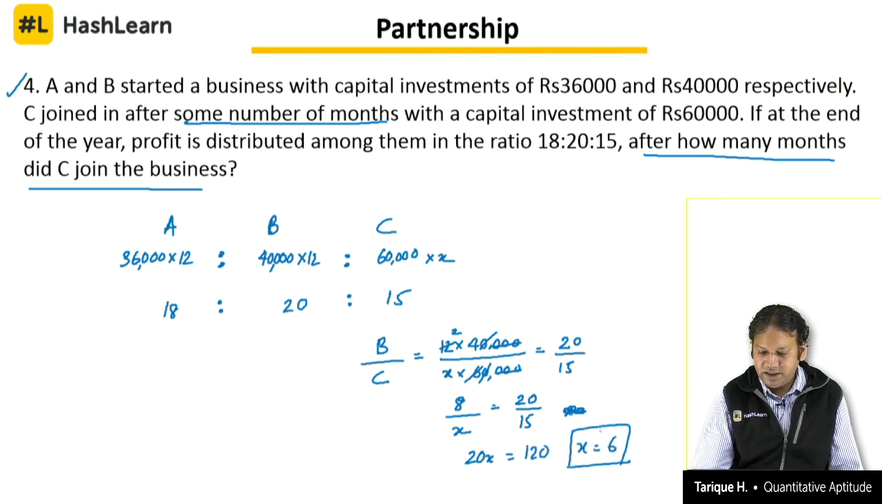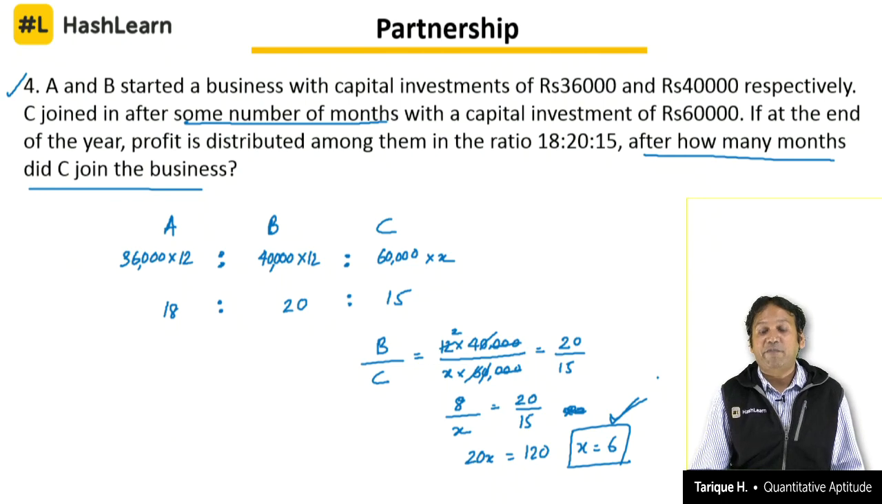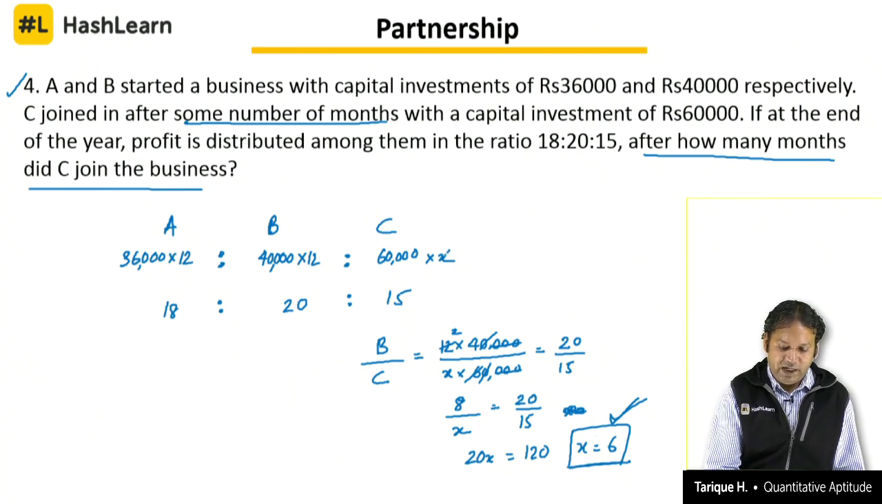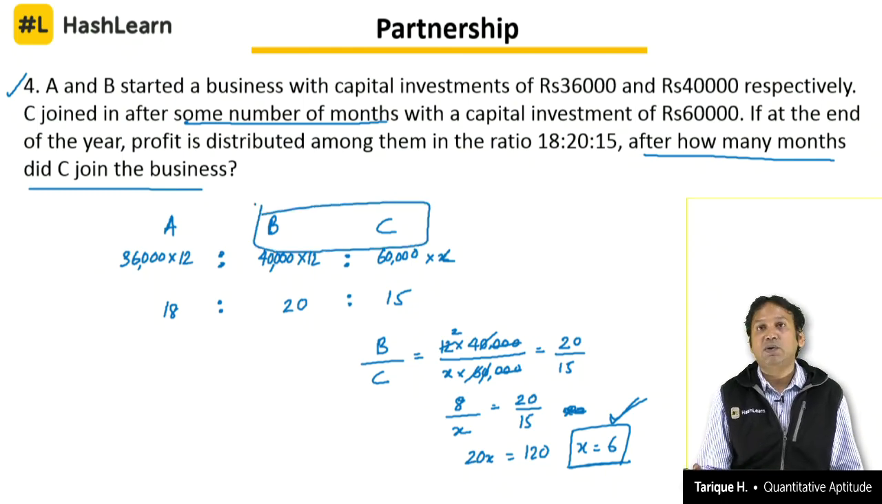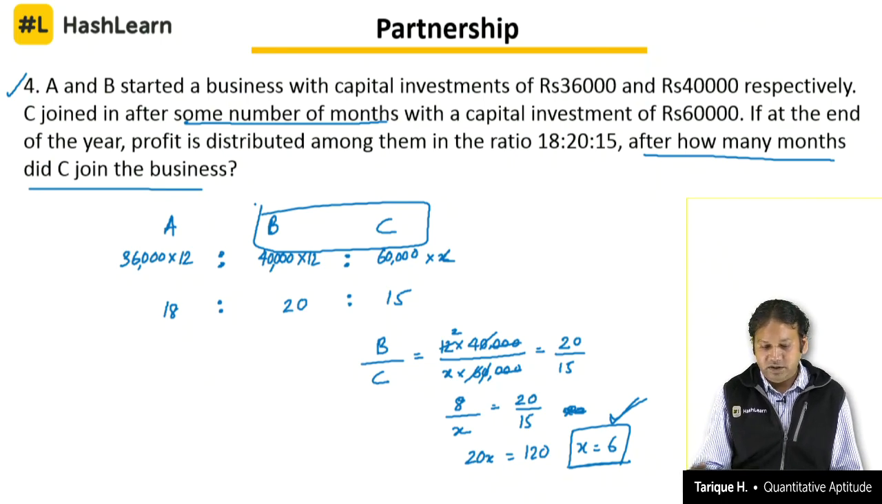So after how many months did C join? After 6 months. You can see how we solve questions based on finding the number of months after which a particular person joins the business. Very simple. Let that number of months be x, use the ratio, and I am not worrying about A here at all, I am just taking B and C. I can take A and C also and solve the question, the answer will not change, it will remain the same. Alright, so this is how you solve this question on finding the number of months.